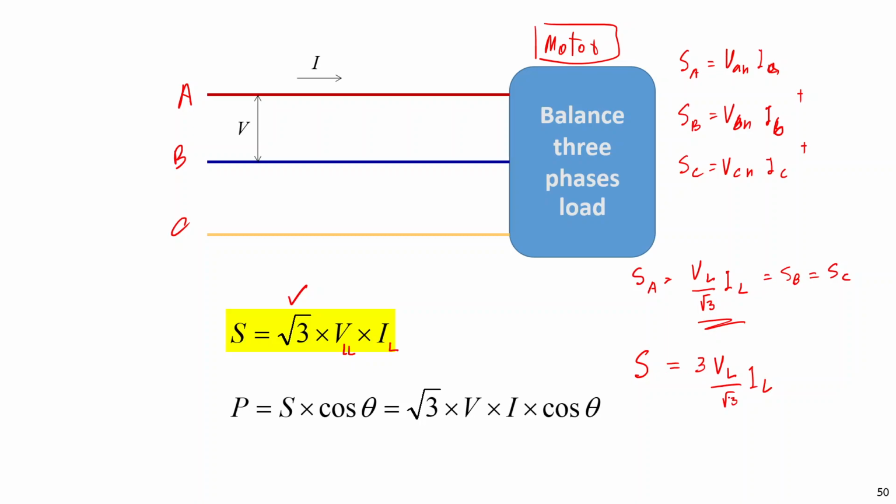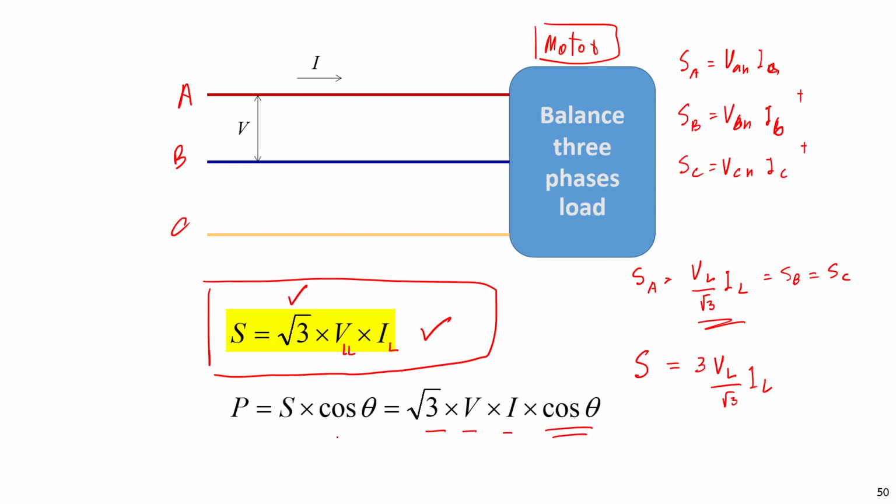3 divided by square root 3 is square root 3 here, right? So this is the power in three-phase system. Real power is square root 3 VI cos theta, right? It's the real part. Q is S sine theta, right? Q here.